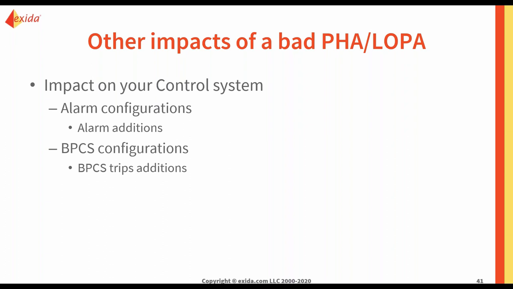And it's also going to affect your BPCS configurations. People might falsely understand that we can take more than one credit for BPCS trips, so they include a lot of BPCS trips in it. Because BPCS trips have a very high safe failure rate, that's going to increase your spurious trips, and in a way that is actually going to increase the downtime of your plant as well.